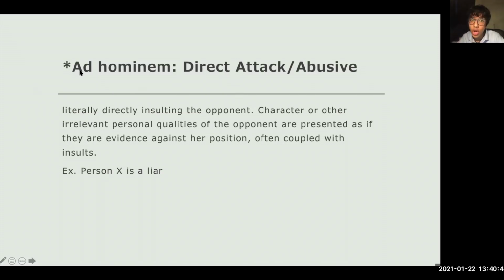All right, so ad hominem, direct attack, abusive. There's ad hominem, and within that there's direct attack, and then there's abusive, so this is a subcategory of the fallacy. It's literally insulting the opponent. Character or other irrelevant personal qualities of the opponent are presented as if they are evidence against their position, often coupled with insults. Essentially, when you start attacking the opponent by saying things like person X is a liar or person X is stupid, it's known as abusive ad hominem direct attack.